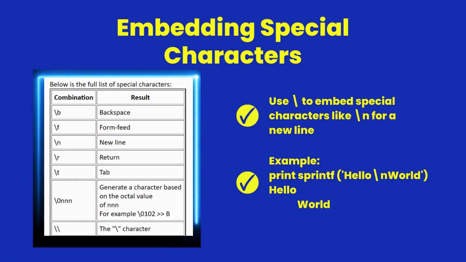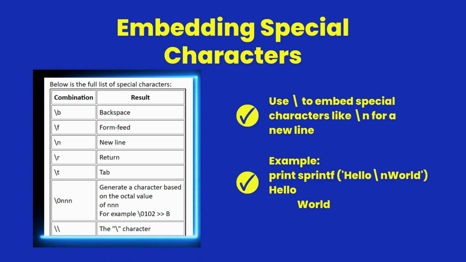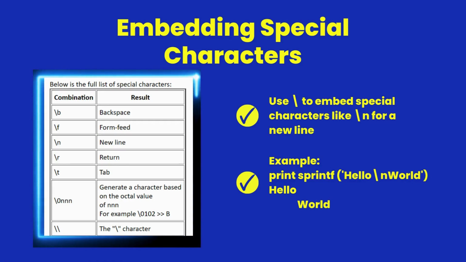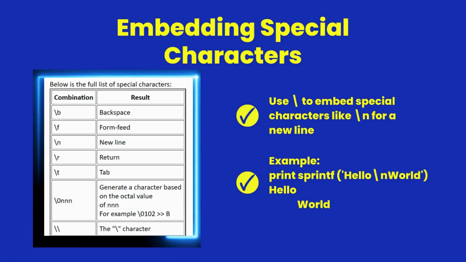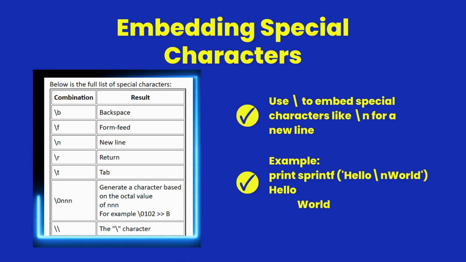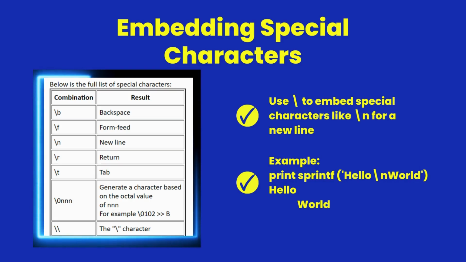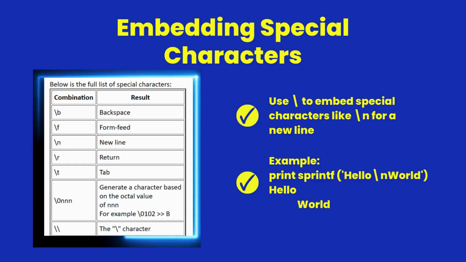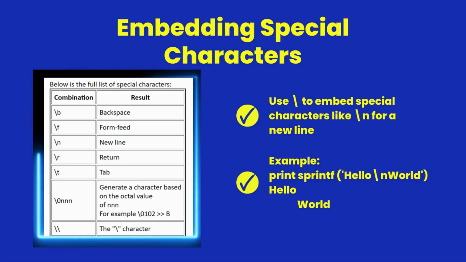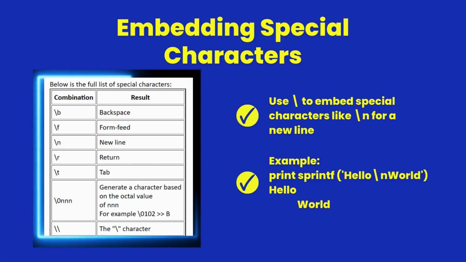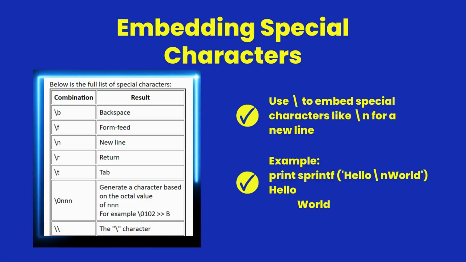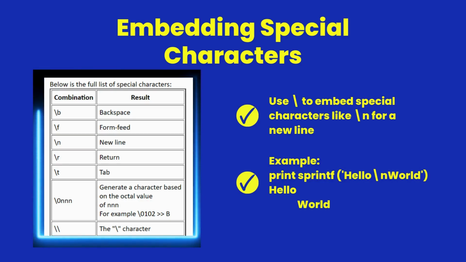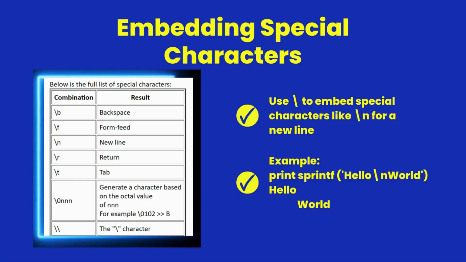Sometimes there is a need to embed special characters into the format. Here is the full list of special characters in Sheerpower. To embed special characters, use the \. For example, SPRINTF hello \n world inserts a new line, resulting in hello world on 2 lines. Other special characters include \t for a tab and \0nnn for octal values.